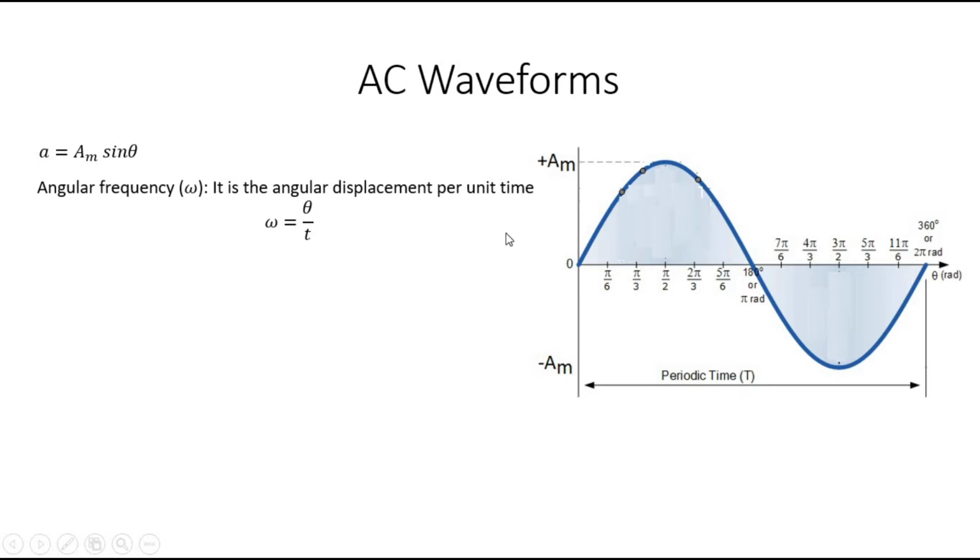So again, if you are looking here, theta is varying, t is varying. So at theta equal to 2 pi, the time taken is actually capital T. So at theta equal to 2 pi, t is capital T. So substituting this here, omega equal to 2 pi by T. So omega is actually a constant for a sine waveform. Again, T is 1 by F, reciprocal of frequency. So we can write omega equal to 2 pi F.